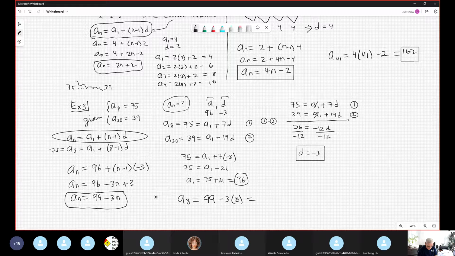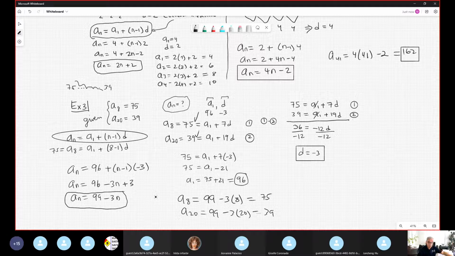99 minus 24. I put it in my calculator now. It's 75. Cool. Checking this. And the position 20 is 99 minus 3 times 20. No, 3 times 20 is 60. And 99 minus 60 is 39. Cool. Exactly like that.